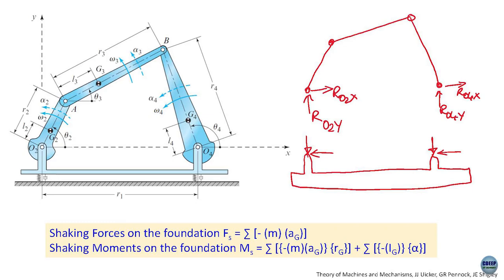Now, all these forces that I have shown here: if you consider the whole mechanism as one unit, of some shape, the entire mechanism's forces are felt at the joints with which it is attached to the fixed ground. Those forces are called the shaking forces and shaking moments on the foundation. Because these forces are not acting at the same point, they also result in some moments. So the so-called ground fixed link faces all these.